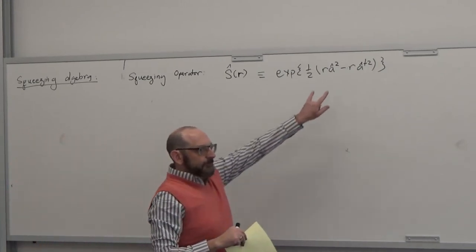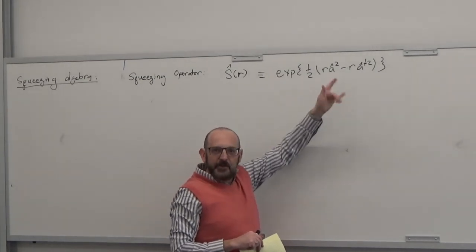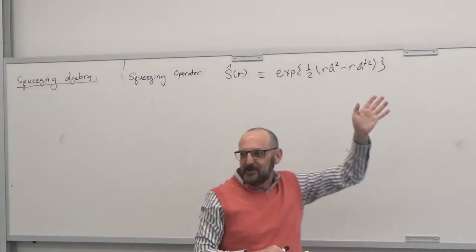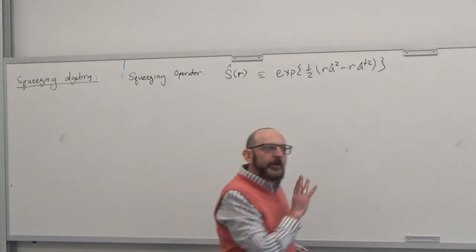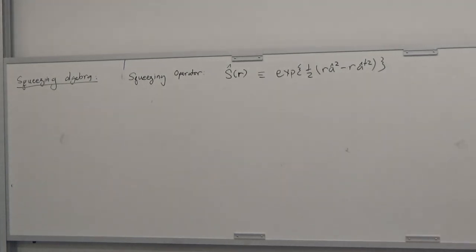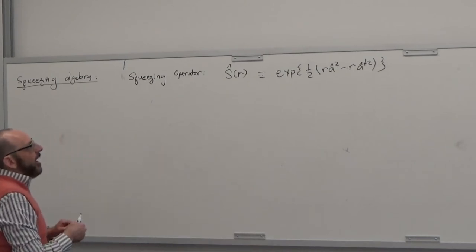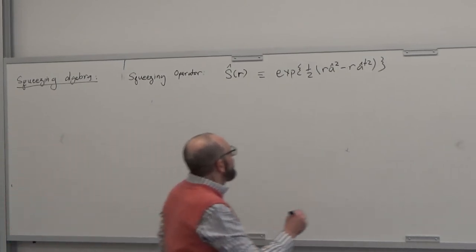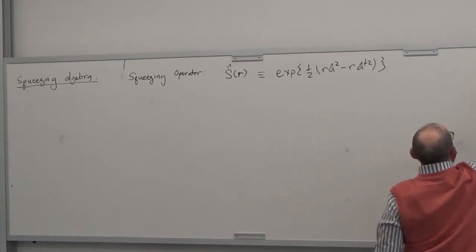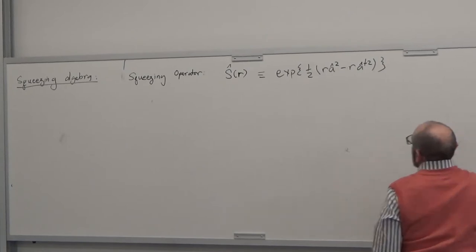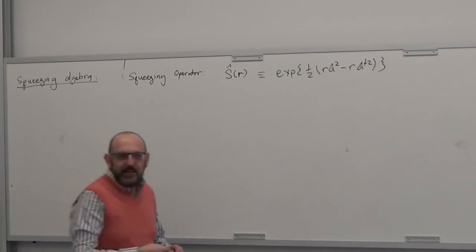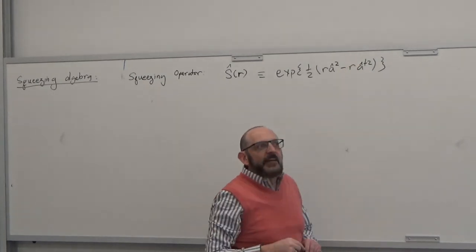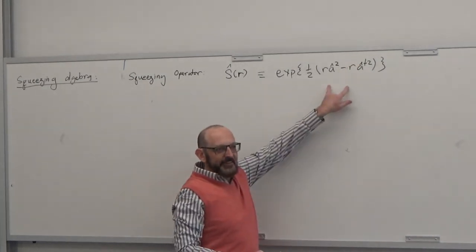Notice this operator doesn't conserve photon number. It involves creation and annihilation of pairs of photons, right? Two photons. Come back to that later. So this kind of operator cannot be obtained through linear optics. Okay. So let's look at the properties. This operator is unitary. How do you see that? Yes. The exponent is anti-Hermitian. Exactly. Its exponent is anti-Hermitian, right? This is e to the i times a Hermitian operator, because the dagger of this is negative itself.